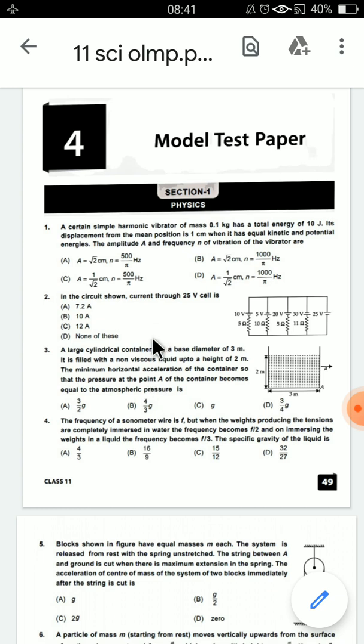In the circuit shown, the current through the 25 volt cell is needed. So here we have to calculate the current which passes from the 25 volt potential difference. First of all, the circuit is given. All these are given in parallel.